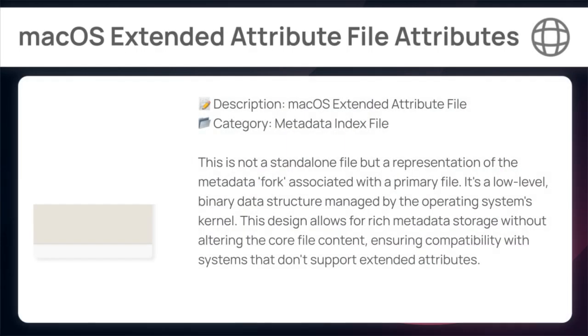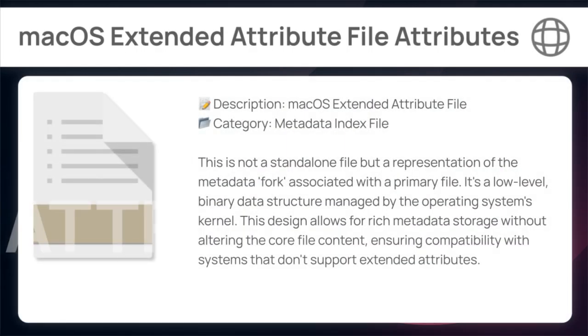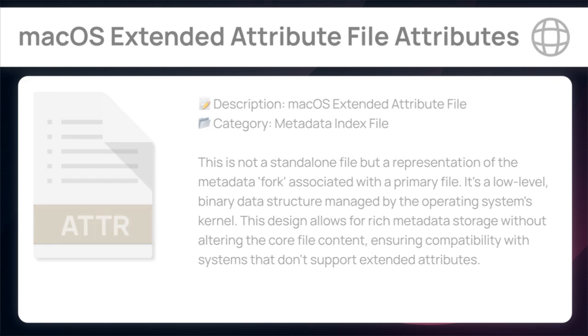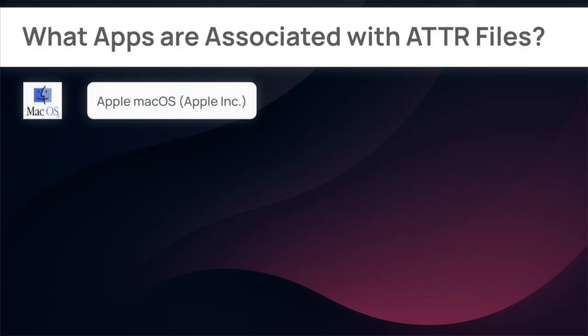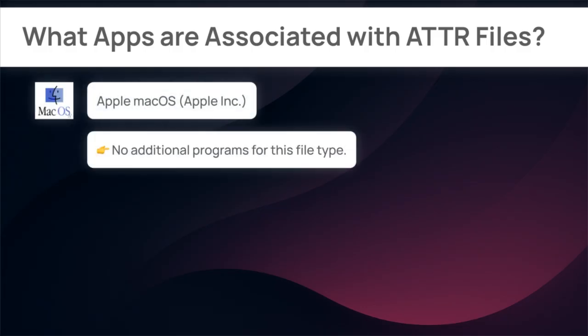This is not a standalone file, but a representation of the metadata fork associated with a primary file. It's a low-level binary data structure managed by the operating system's kernel. This design allows for rich metadata storage without altering the core file content, ensuring compatibility with systems that don't support extended attributes. The official utility recommended for the ATTR file is Apple macOS by Apple Inc.